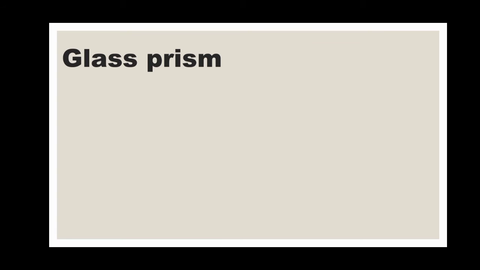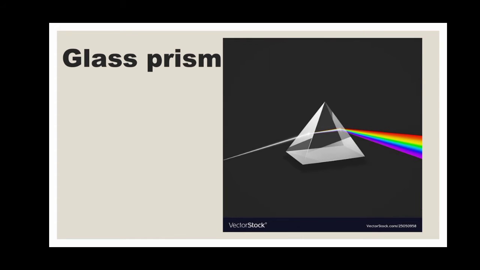Glass prism. A triangular glass prism is a transparent object made of glass having two triangular ends and three rectangular sides. Please note that the opposite faces of a triangular glass prism are not parallel to one another.